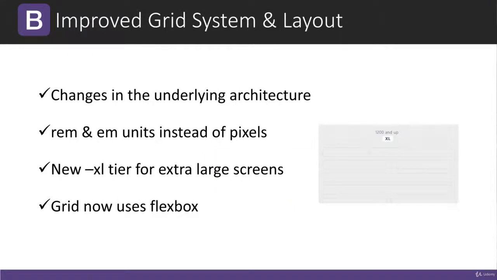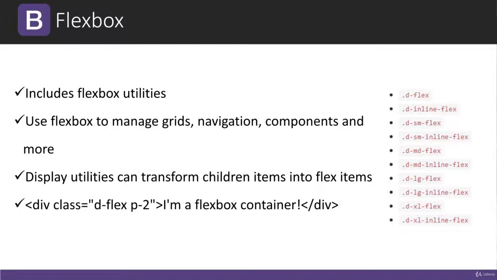So the grid system has also been improved. The entire architecture has been changed as Bootstrap 4 now uses Flexbox for the grid. It's also moved away from fixed pixel units to REM and EM units, which give it a more overall responsive nature. We also have the addition of the XL class for extra large screen sizes, which are sizes 1200 pixels and up. And really widescreen monitors are becoming pretty popular, so this is a nice addition to the framework. Now the grid isn't the only part of Bootstrap that uses Flexbox. In fact, the nav bar and many other components are using it.